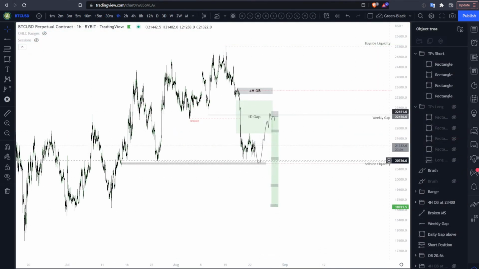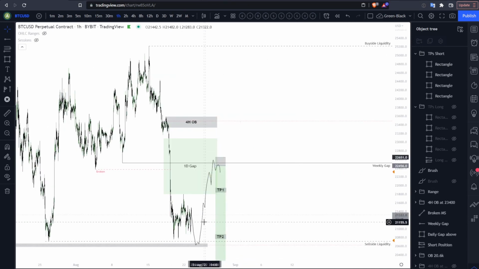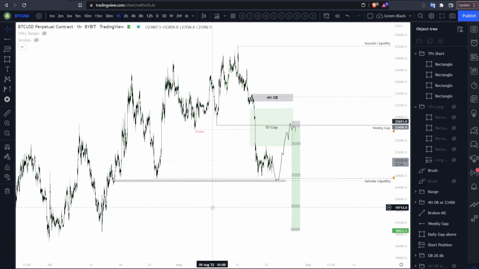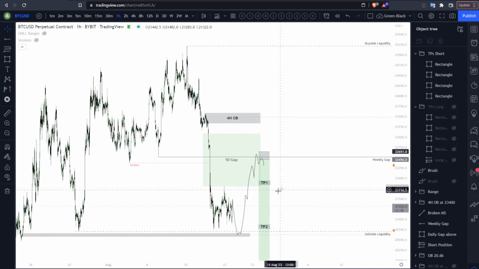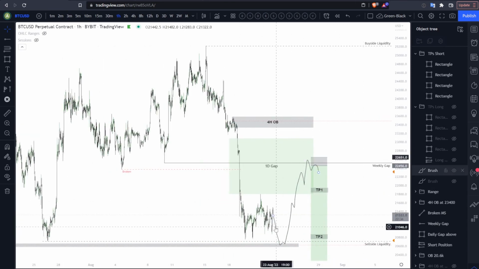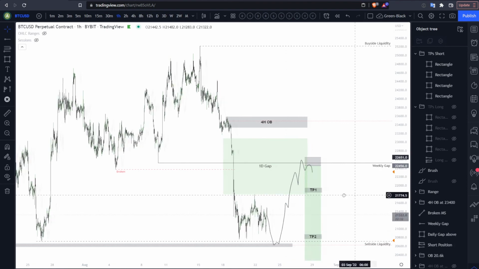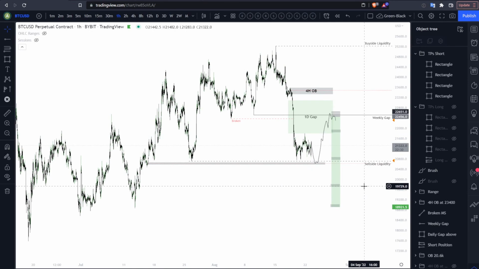I'm going to place alerts. And once again, I will jump into recording once we are reaching one of these levels, or if I find another setup on lower time frames in the meantime. Okay, let's see how this week goes.